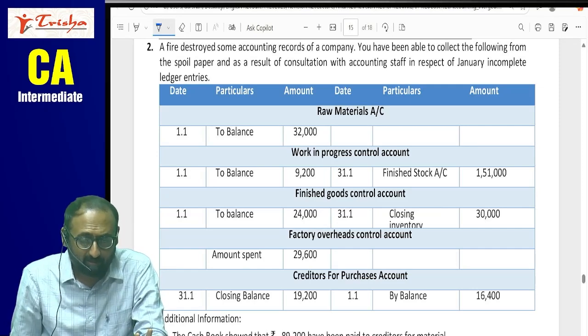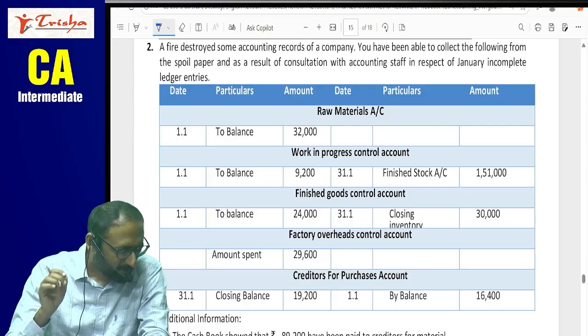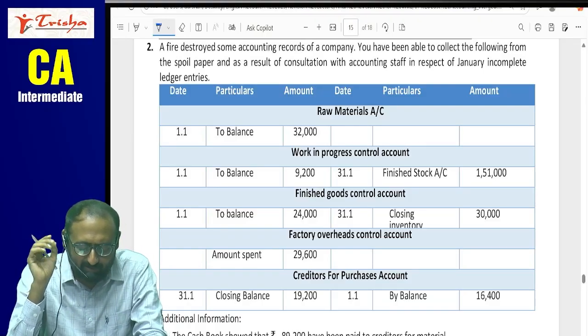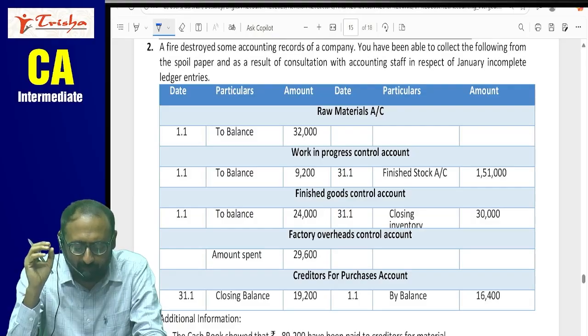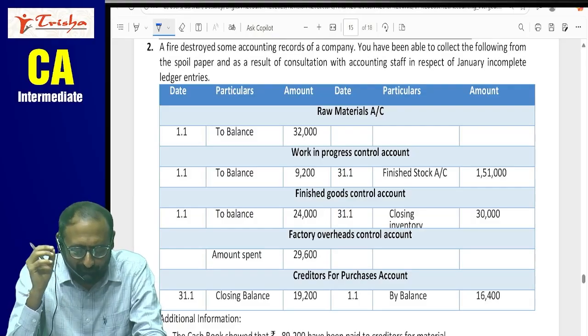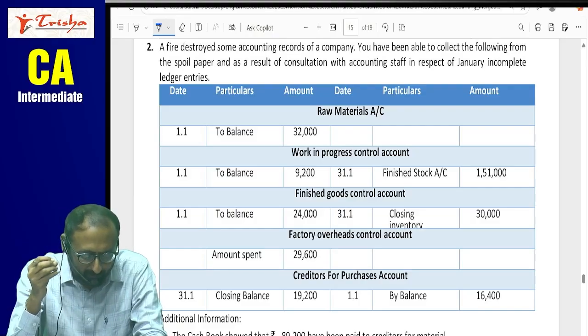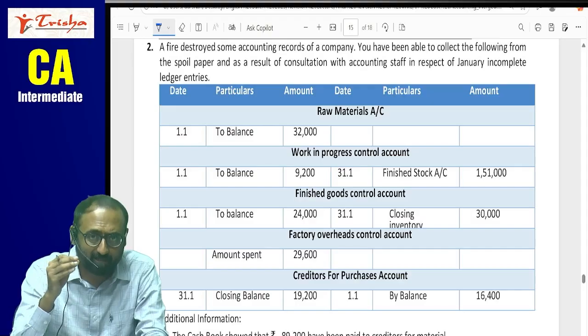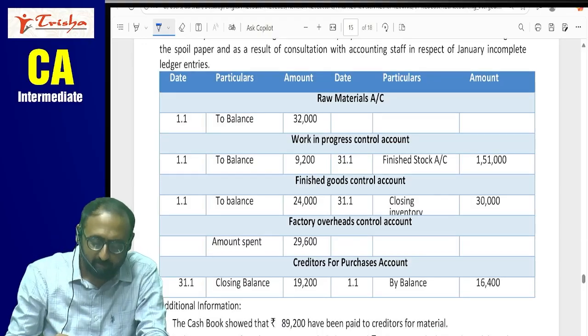I think so, as much as I remember. Now everyone please come to question number 2. A fire destroyed some accounting records of the company. You have been able to collect the following from the spoiled paper, and as a result of consultation with accounting staff in respect of January, incomplete ledger entries are given.